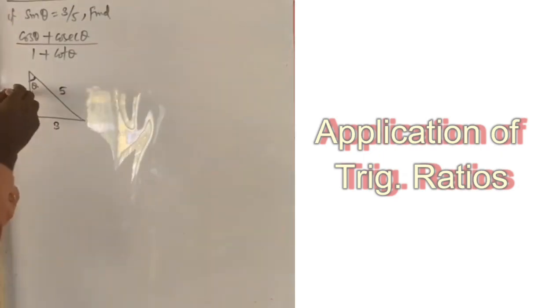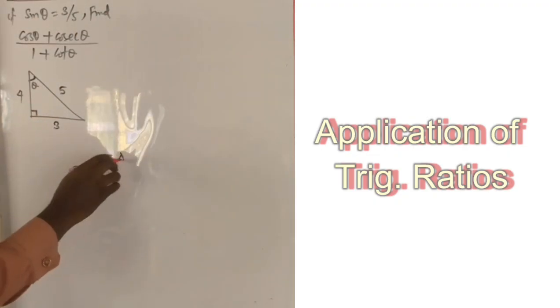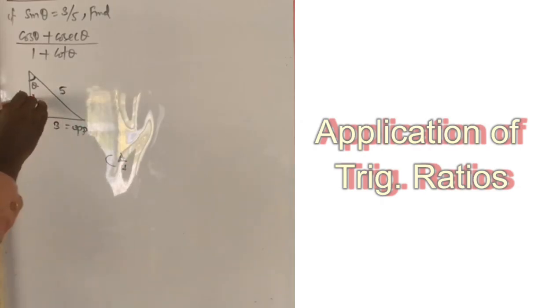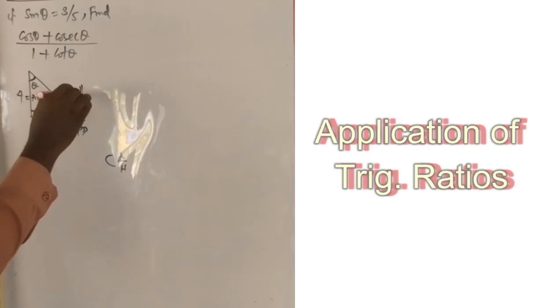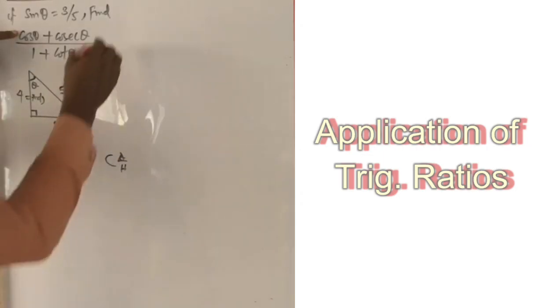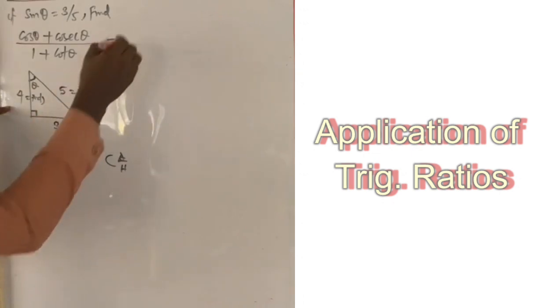And this side is 4. So what is cos? Cos is adjacent over hypotenuse. This is the opposite, this is the adjacent, this is the hypotenuse. So from here, cos theta is adjacent 4 over hypotenuse 5.